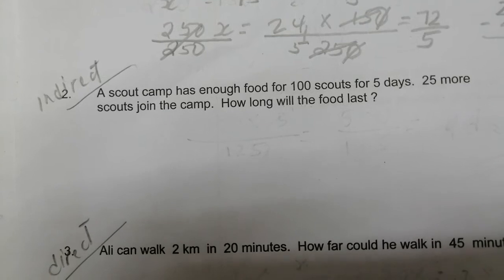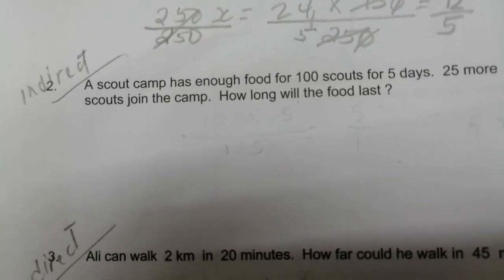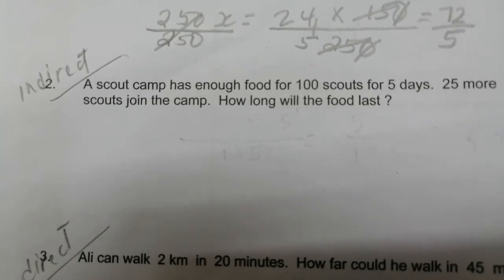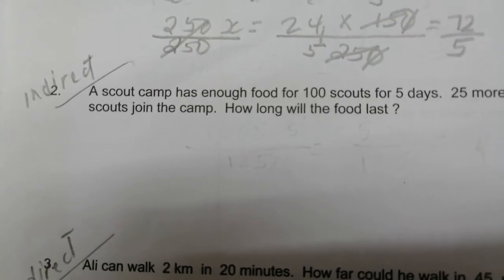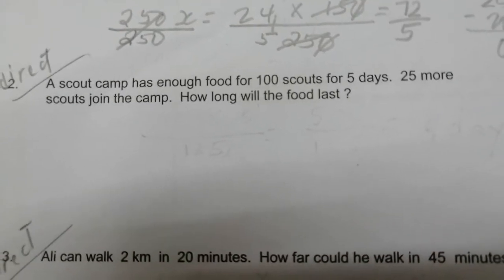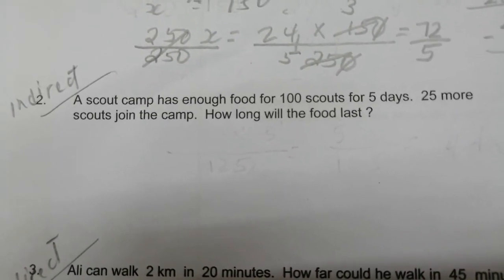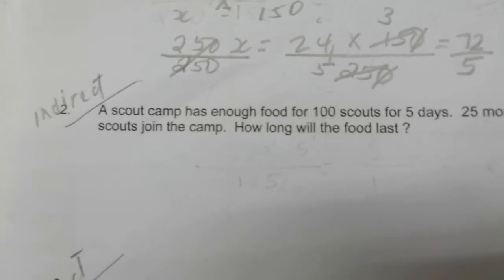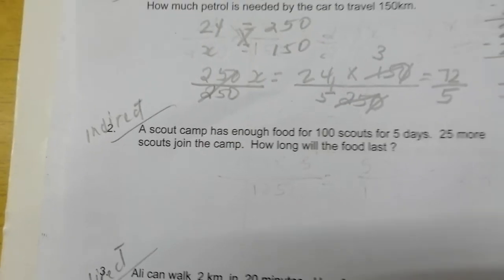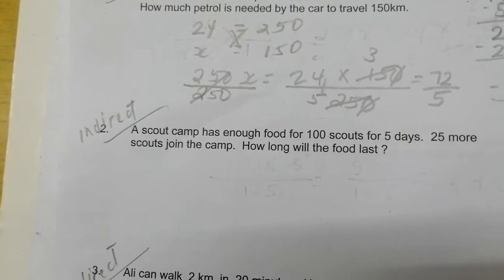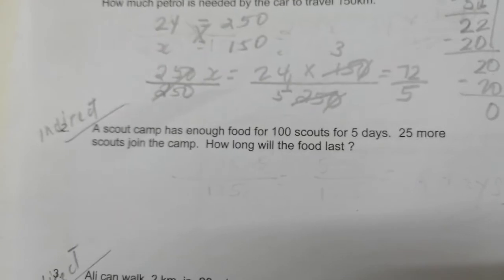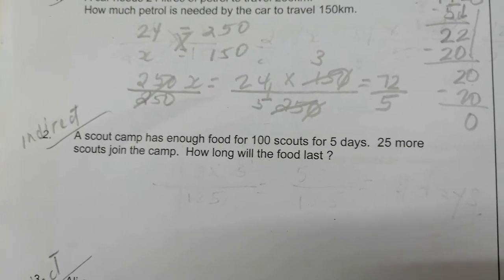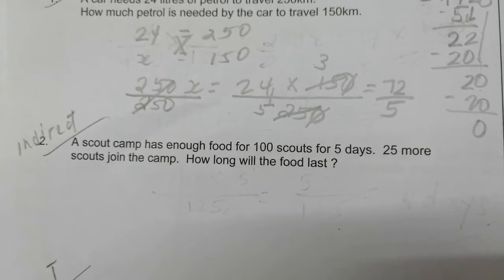It says a scout camp has enough food for 100 scouts for 5 days. So the food will be enough for 5 days if there are 100 scouts. How about if 25 more scouts join the camp? How long will the food last? So this kind of question is what we call the indirect ratio and proportion, wherein if you increase the number of people who will eat, then the food will last for shorter days.